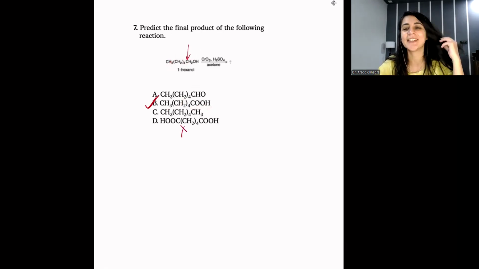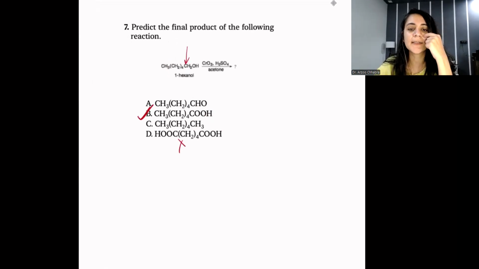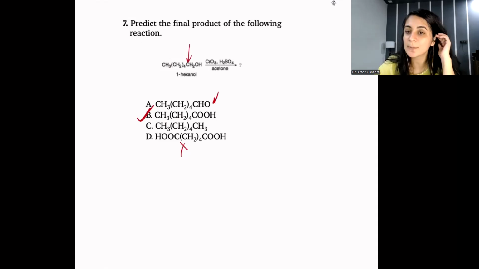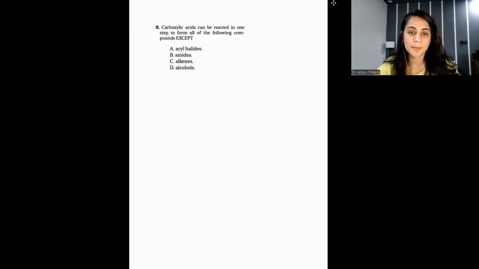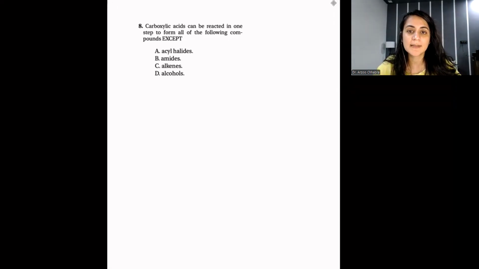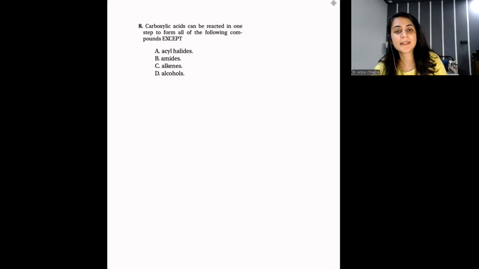Dicarboxylic acid is actually not right. That's there just to confuse you. Okay. And this is like half oxidation. This is like one-step oxidation, but that's not going to happen. More than one-step oxidation will actually happen. So that's option B. Carboxylic acids can be reacted in one step to form all of the following compounds except.